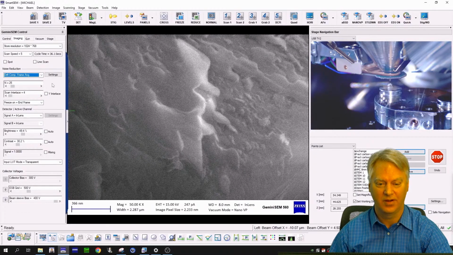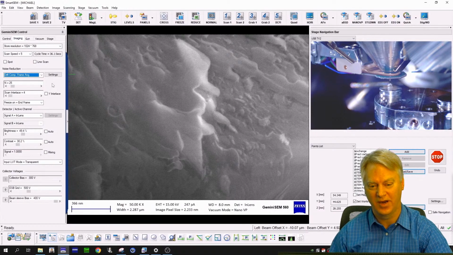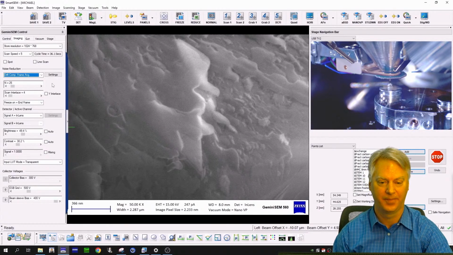Let's go ahead and do a drift comp frame integration, and we're pulling out some of this nice texture and things that we can see. So if we had information that we needed to look at down in these cracks and crevices, we can certainly do that and see that.